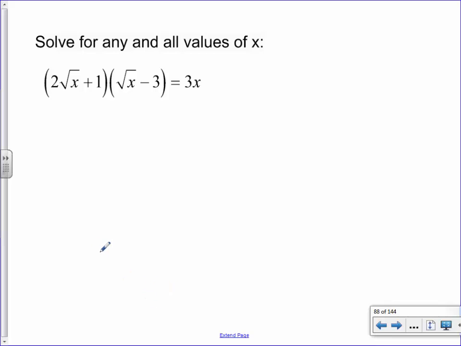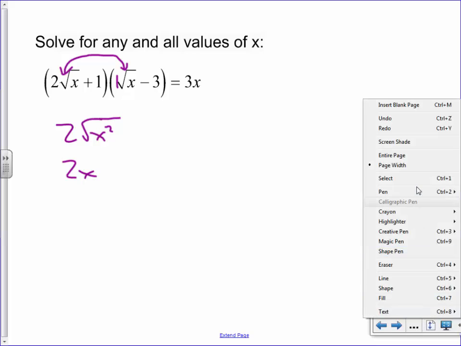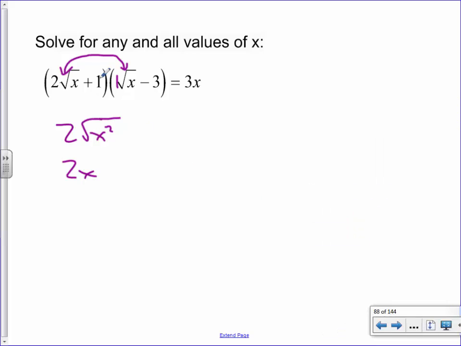Okay, so good question. Let's re-go over the rules of foiling. So, first times first. So, 2 times 1 will give you 2. And then root x times root x would actually be root x squared. But maybe rather than square rooting x squared, I could just call it 2x. Would that make sense? So that takes care of this first one. I'll do them in colors if that helps. So that's purple. Let's do red now.